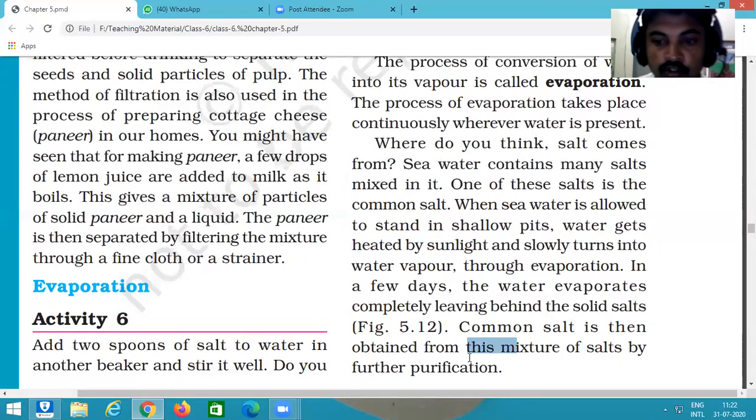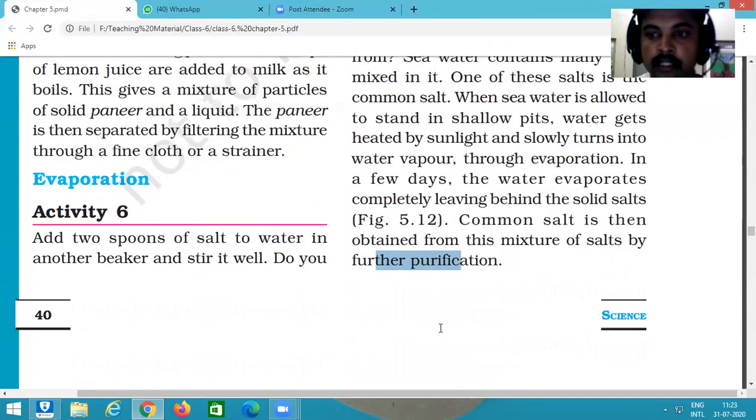Okay, so the solid salt we get after evaporation contains different types of salt. We obtain our common salt from this solid mixture by some further purification methods. By this method we separate the salt which we use in our food.